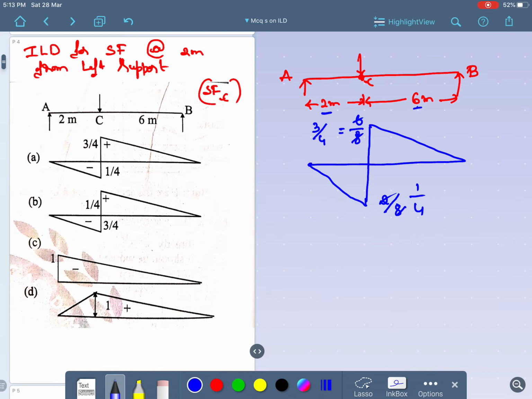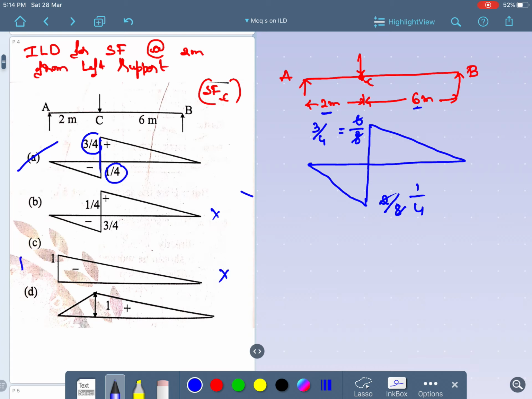And if I go through the options, see here. This drawing is correct, but coming to the ordinates, this is 3 by 4 and of course this is 1 by 4. So option A is right. But coming to option B, the influence line drawing is correct, but the ordinates given here are reversed. It became reversed, so this is wrong.